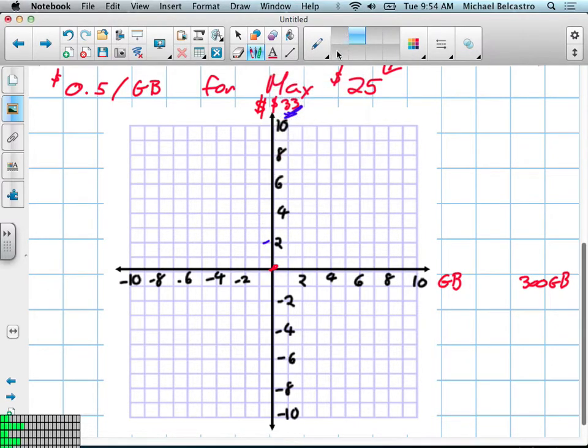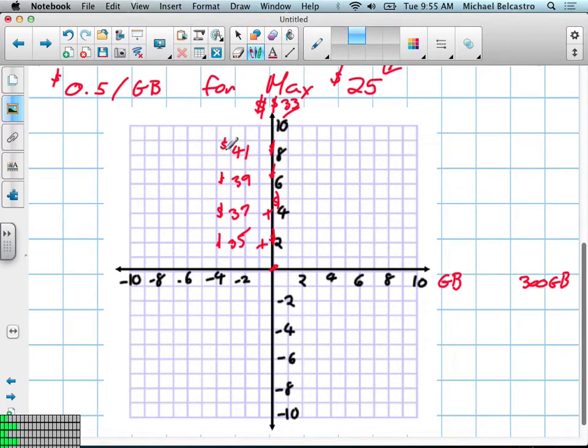Okay? So what does that mean? At $2, how much are we actually paying? 35. We're adding this $2. So we're adding $2 to our starting price. So this is like paying $35. At $4, how much are we paying? 37. At $6, how much are we paying? 39. And at $8, how much are we paying?